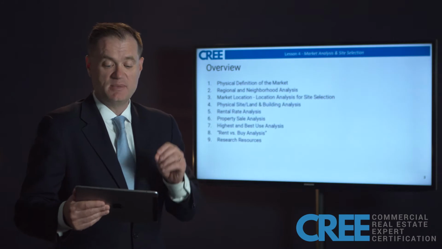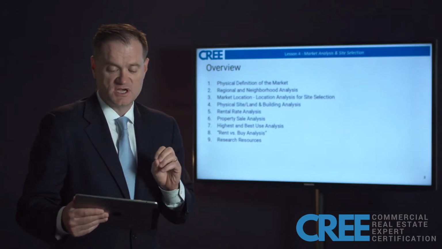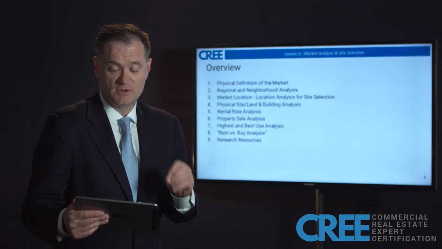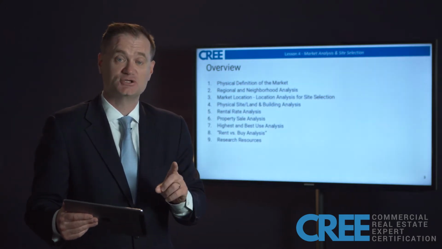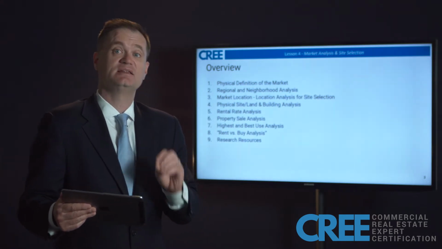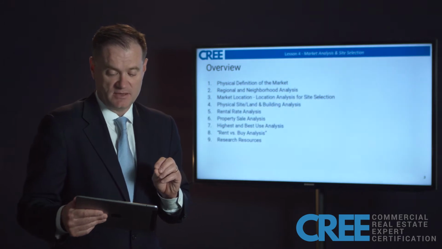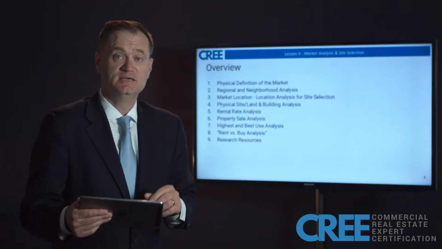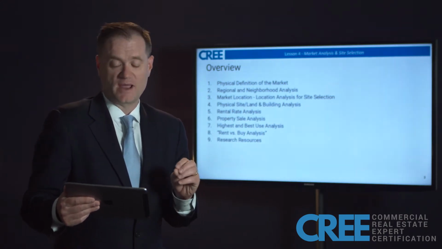We're going to be talking about the physical definition of the market, defining the market. We're going to talk about regional and neighborhood analysis. We're going to look at market location, talk about location analysis for site selection. We're going to then talk about the physical site, the land, the buildings, and analysis in and around that. We're then going to look at rental rate analysis, talk about how we can do a survey and do a deeper dive into what those market rates might be.